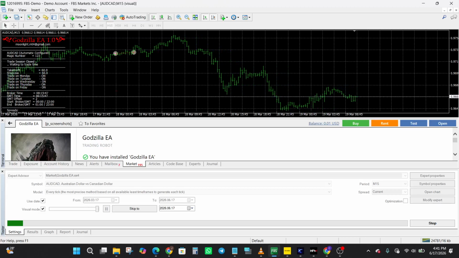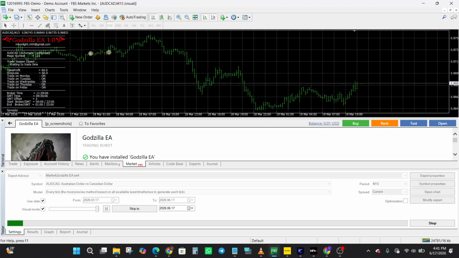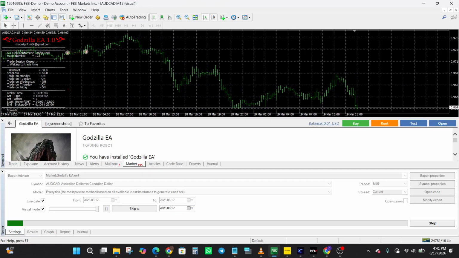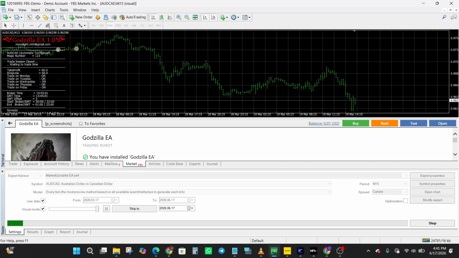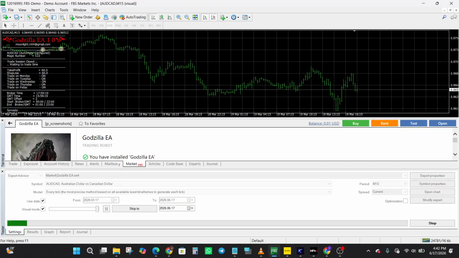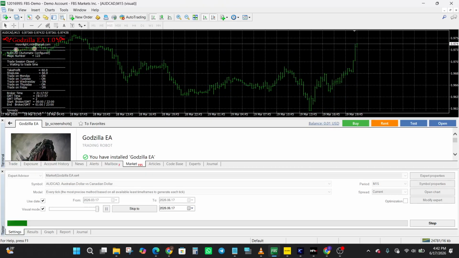Now, as for the overall results, the historical testing performance should be interpreted carefully. All right, actual outcomes can vary significantly depending on risk settings, lot size configuration, broker execution quality, spread conditions, slippage, market environments, and any optimization performed by the user.